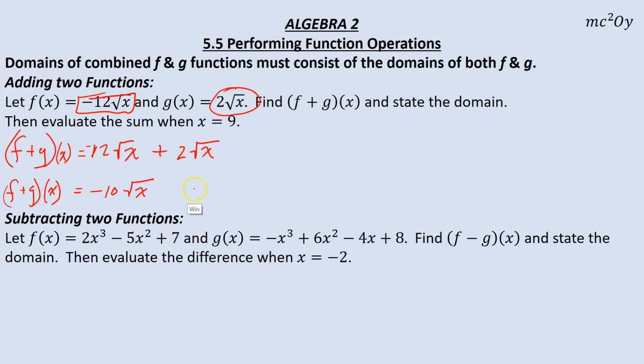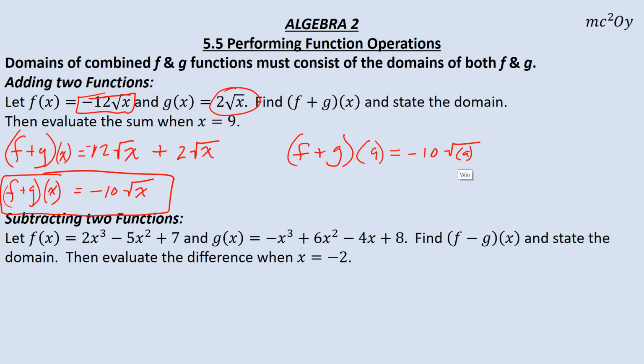And what they want us to do is evaluate that. So here's the first part. Evaluate f plus g of x when x is 9. So really you're finding f plus g of 9. That means you're substituting the 9 in for the x there. So that's negative 10 times root 9, which is also known as negative 10 times 3, or negative 30.